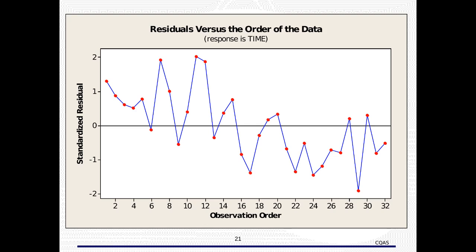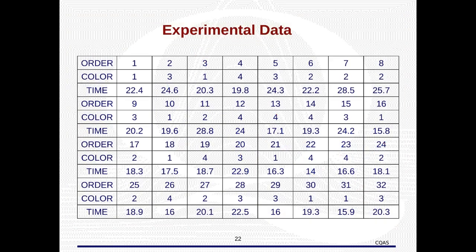The data we are about to examine represents the complete factorial design with all 32 observations recorded in their original temporal sequence. We now turn to our experimental data, which consists of 32 observations organized by experimental order and color category.